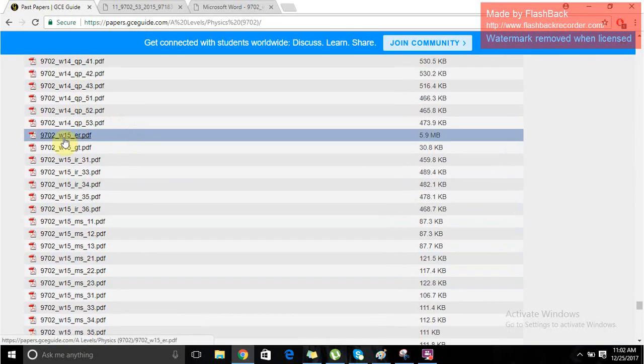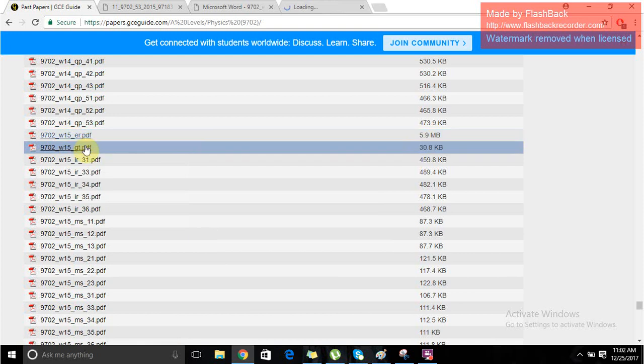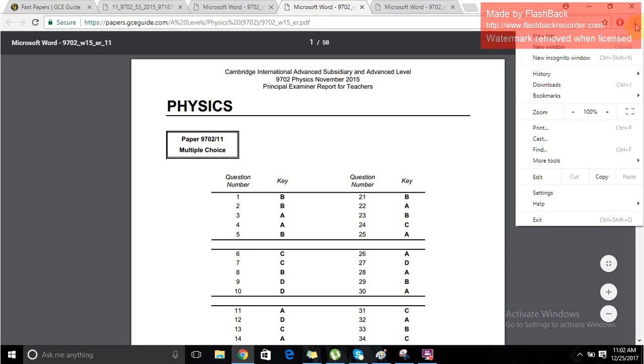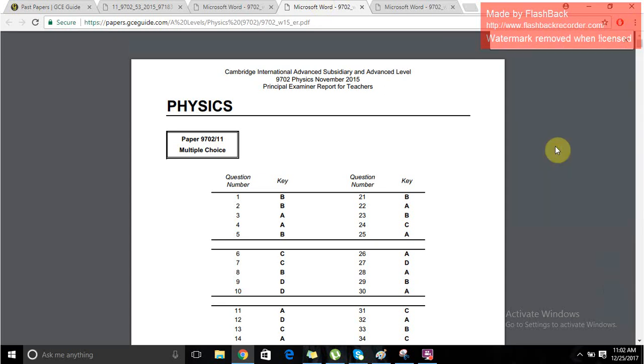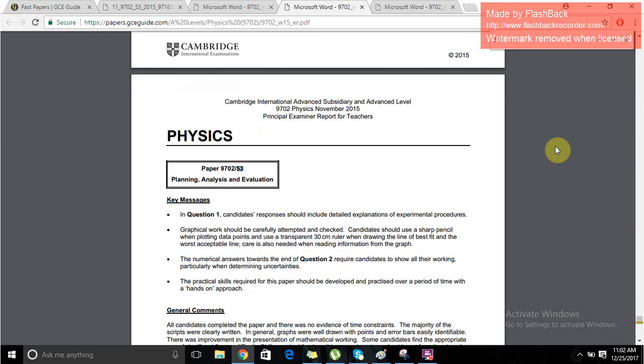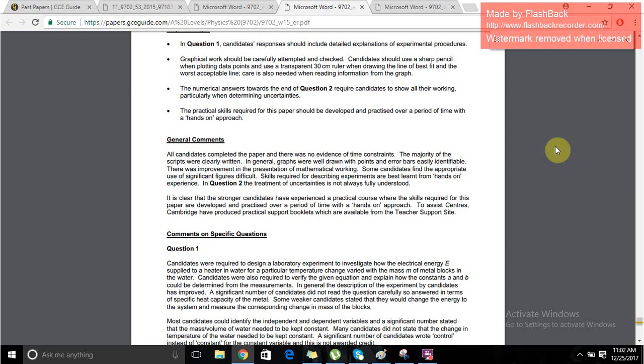Another thing when you're doing this paper is take an examiner report, because they're important, and most people actually don't really pay that much attention to it. But as for me, I think I can learn a lot from merely reading about the stuff other people did wrong, or the examiners noted were done wrong by a lot of people. So no evidence of time constraint. Majority of scripts were clearly written and graphs were well drawn with points. Alright.